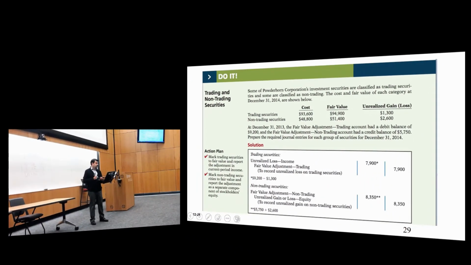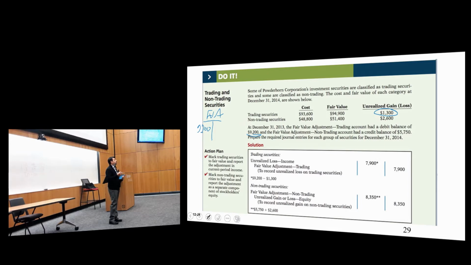For the first one, they told us that the trading one had an original debit balance of 9,200. So the fair value adjustment for trading had a debit balance of 9,200. At the end of the year, it has an unrealized gain. So what does it mean?